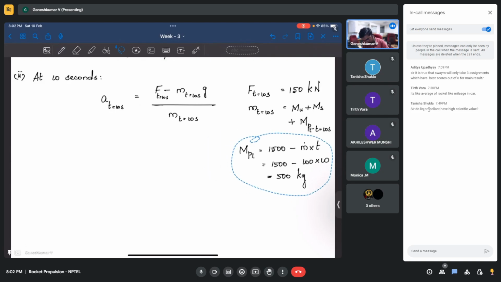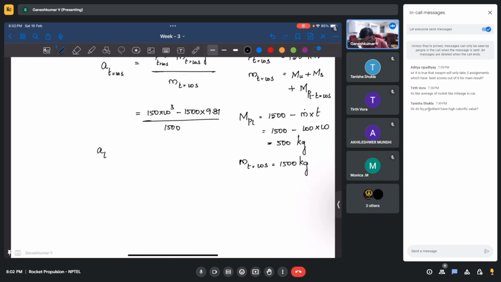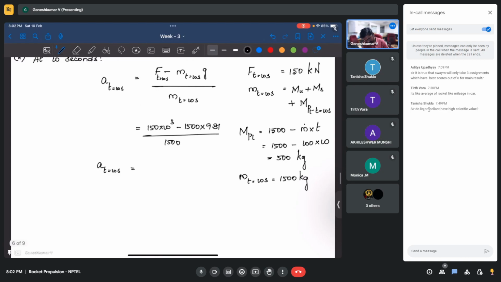So if that is the case, the rocket motor's mass at 10 seconds is going to be 1500 kg. So this is 150 kilonewtons minus 1500 times 9.81 divided by 1500. That is going to be your acceleration at 10 seconds. How much? 90.19 meters per second squared. Okay, wonderful.